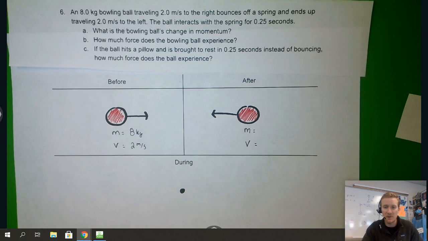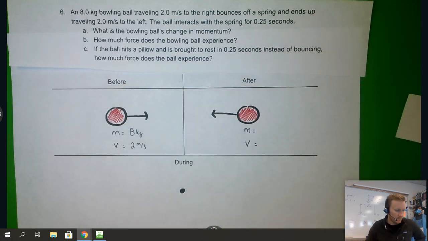And then if the ball hits a pillow instead and is brought to rest in 0.25 seconds, how much force would the ball experience in that case? Okay, so we'll start off with the first situation. We've got the ball going to the right, and then it bounces to the left.